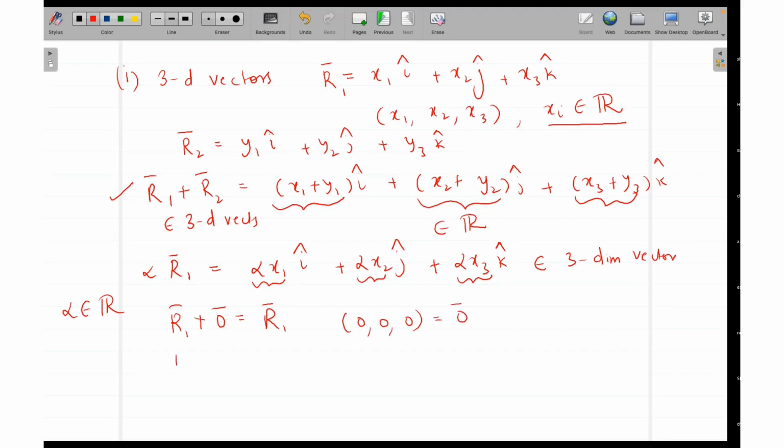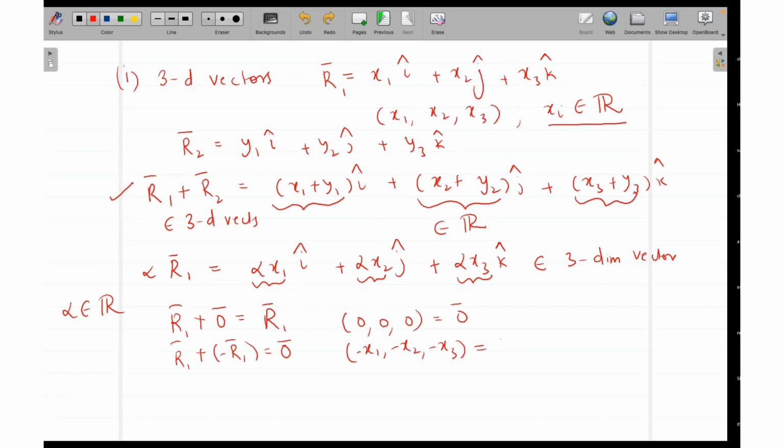What about the inverse vector? The negative of everything. Negative of this, very good. So this will have minus x1, minus x2, minus x3. This will constitute my inverse. And you can see the rest of the properties will also be valid.